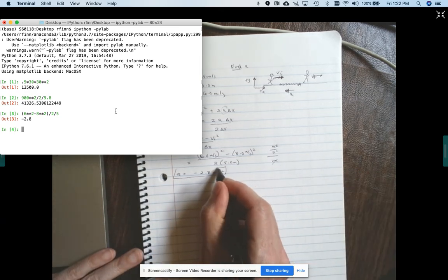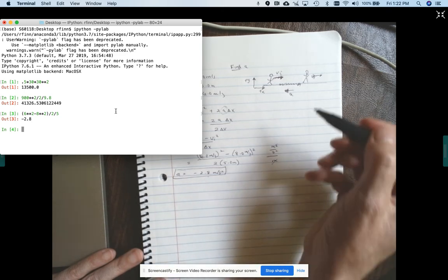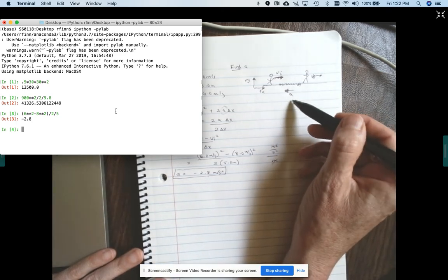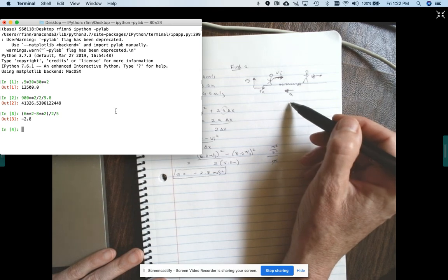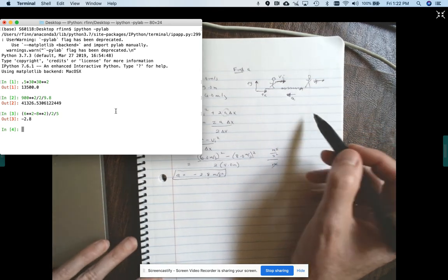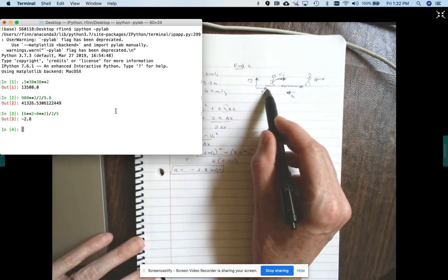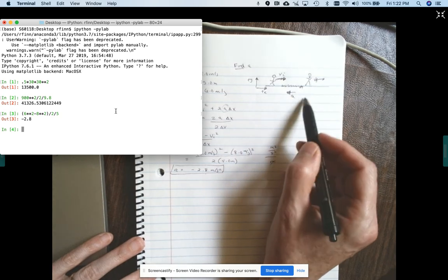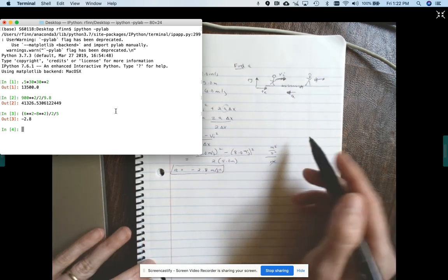And that's it. And so the negative tells me that it's just like I drew in my picture, that the acceleration is in the opposite direction of velocity. And that's why it's causing it to slow down. So again, if I say my plus x is there, my velocities were both positive, I end up with an acceleration that's negative, and that makes sense.